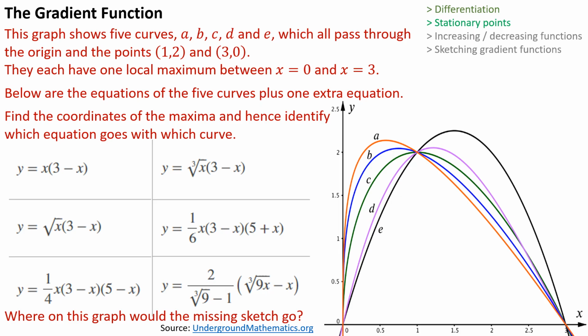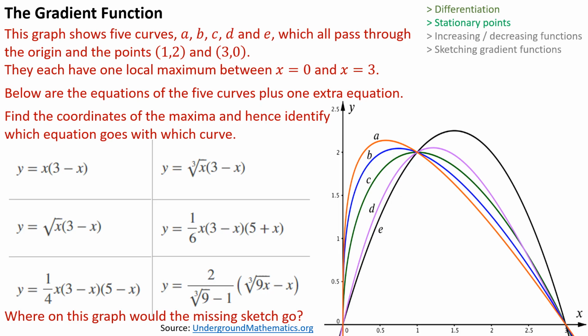So we've got 6 different equations and 5 different graphs, which means one of the equations in the list is not represented on the graph. You need to identify which of those, A, B, C, D, or E, is represented by each of those equations. All you know is that there is a maximum point somewhere between x equals 0 and x equals 3. And based on the curves, once you've identified the coordinates of the maximum, you should be able to tell which curve belongs with which one.